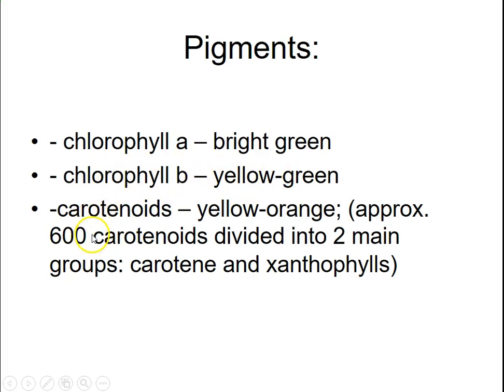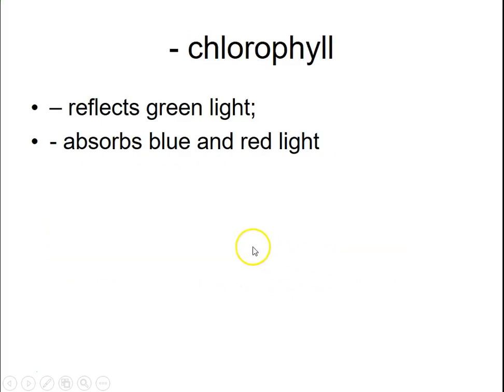Now another group of photosynthetic pigments, this whole family here, are called the carotenoids. And as you can guess, carotenoids are going to have a yellow-orange color, just like a carrot, which is rich in carotenoids. There are about 600 different carotenoids, and those are subdivided into two main groups, carotenes and xanthophylls.